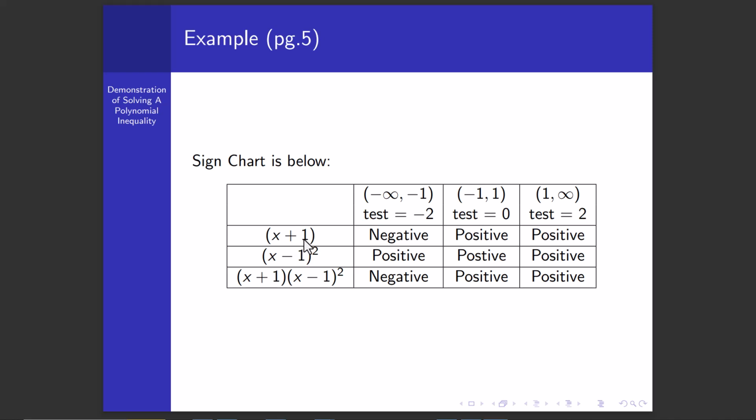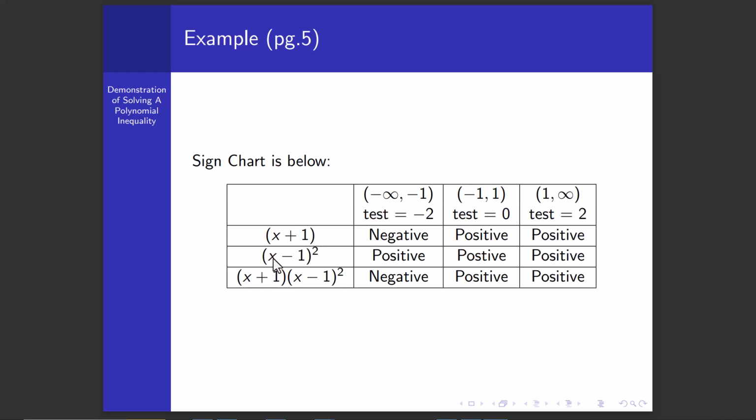Now, x plus 1 was one of our factors. When I put a test number in of negative 2, I get a negative value for the interval negative infinity to negative 1. When I put in 0 to x plus 1, I get a positive value. So that means from negative 1 to 1, the factor x plus 1 is going to be positive. From 1 to infinity, I use the test number of 2. When I put 2 in, 2 plus 1 is 3, that's a positive. So the interval from 1 to infinity will be positive values for this factor of x plus 1.